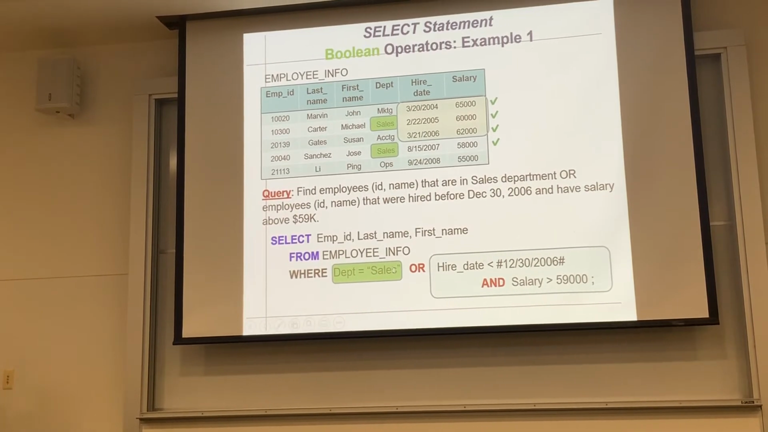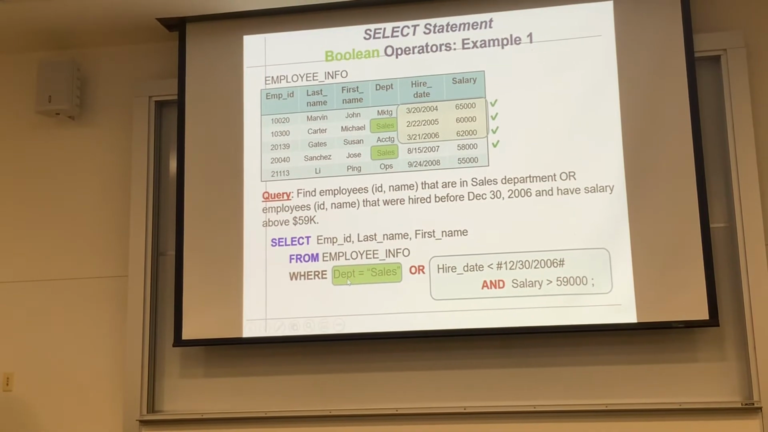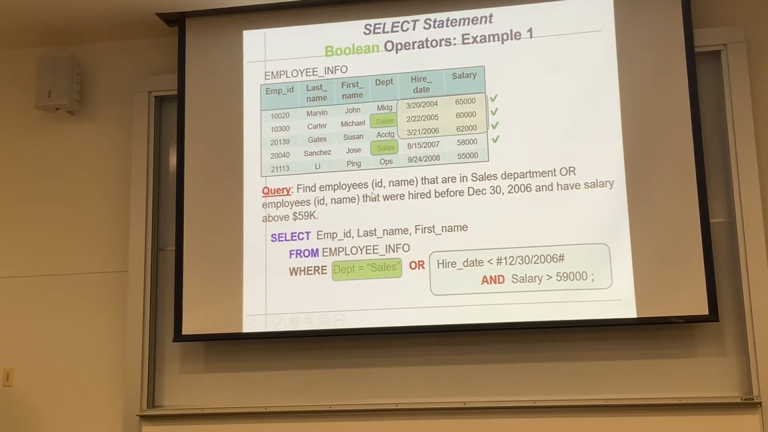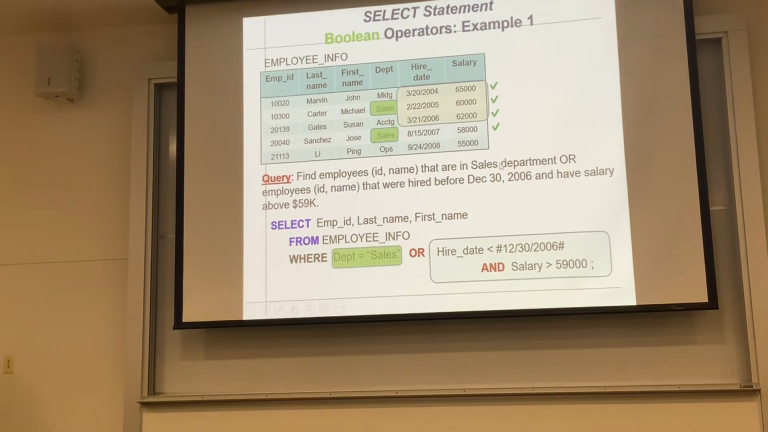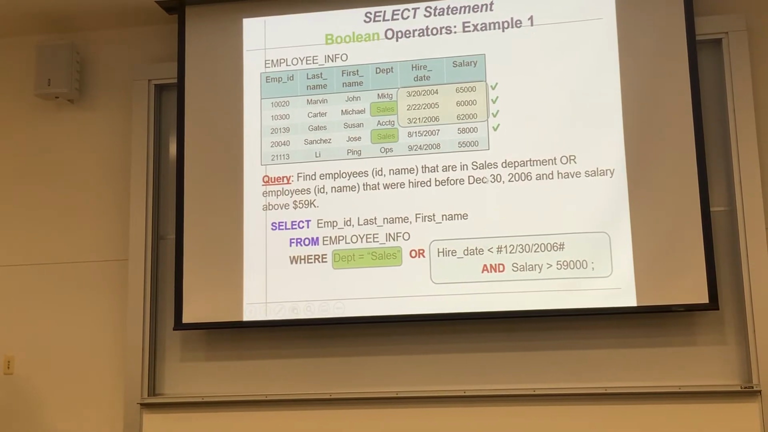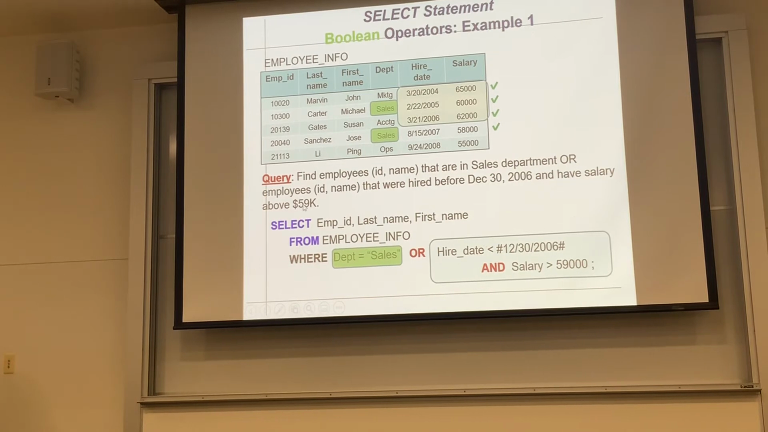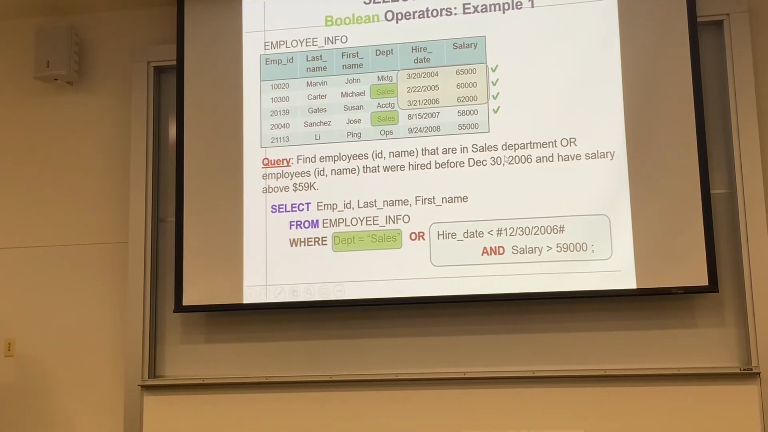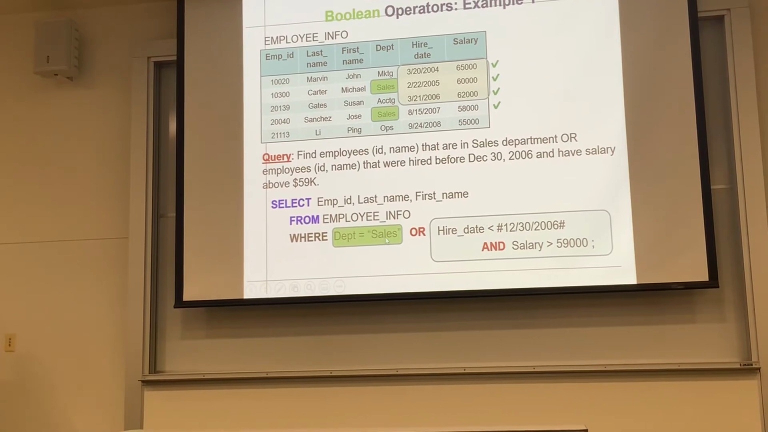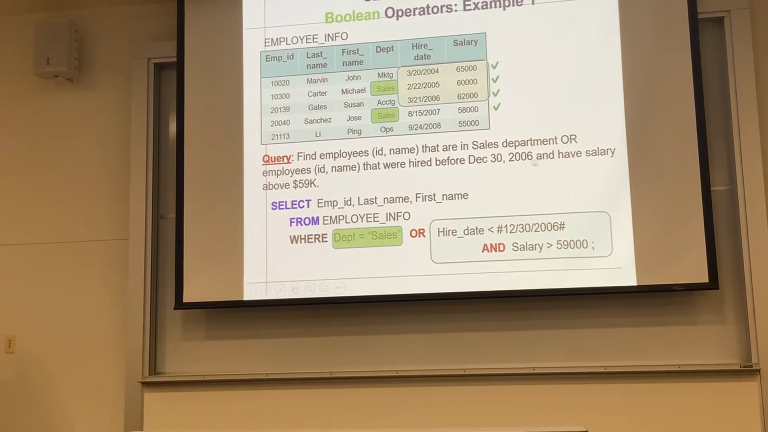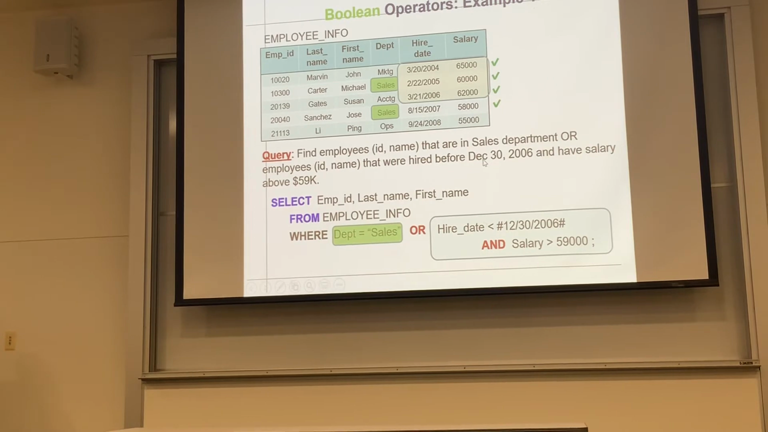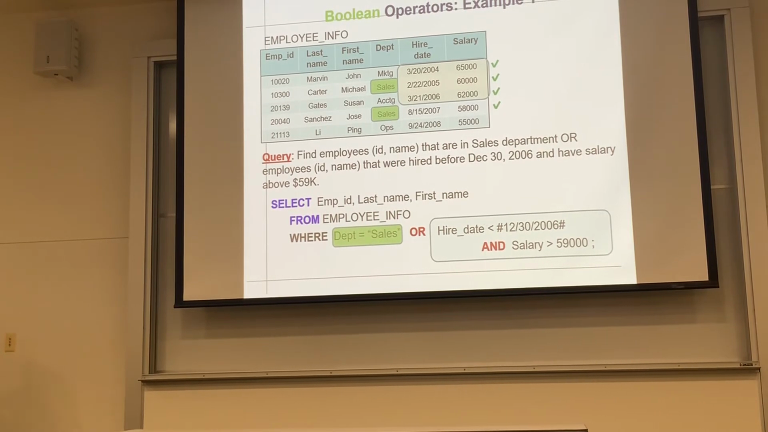Okay, so here's an example of how that would work, right? From this table, select, again, the same three things. What we're trying to do here is find any employees that are in the sales department, or employees that were hired before December 30th and have a salary above $59,000. Notice this is kind of like math word problems, right? The first thing is somebody who's in the sales department, so where the department equals sales. But notice hired before here and have a salary of this. These two are connected, right? Being hired before December 2006 and having a salary greater than $59,000.